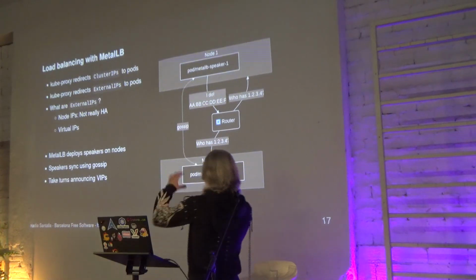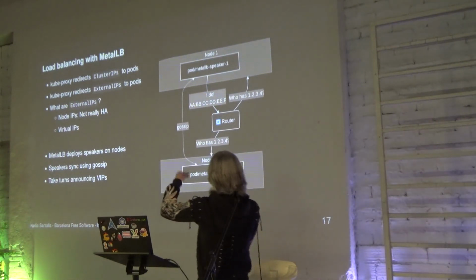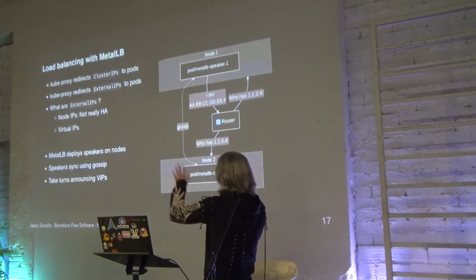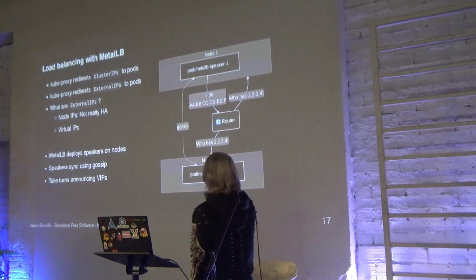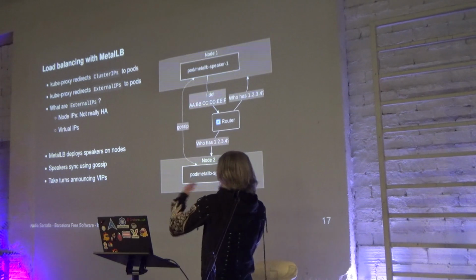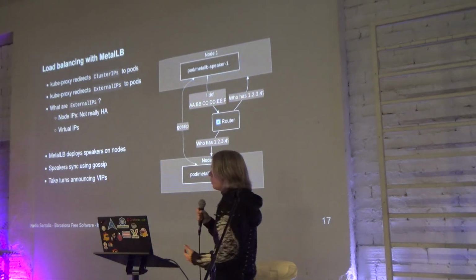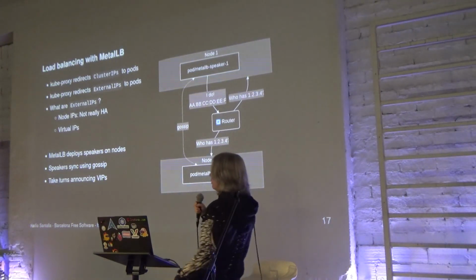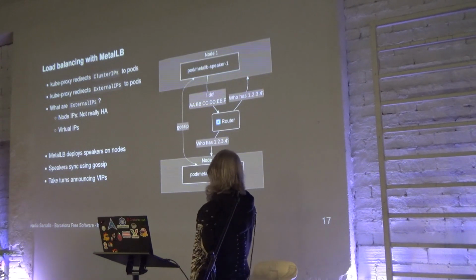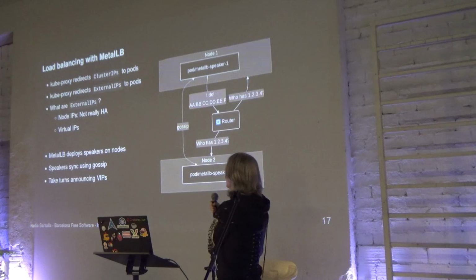So we have established that cluster IPs to pods are basically settled. They are handled by kube-proxy, which redirects them by means of iptables. It does the same for external IPs to pods, but again, if we use a node IP as an external IP, then we are not really highly available, because we depend on that node answering packets directed to that IP. So a solution for that is virtual IPs.